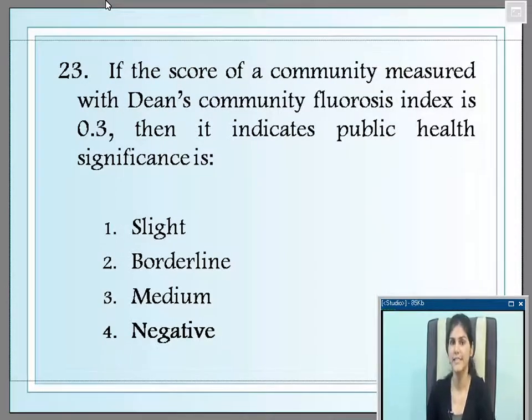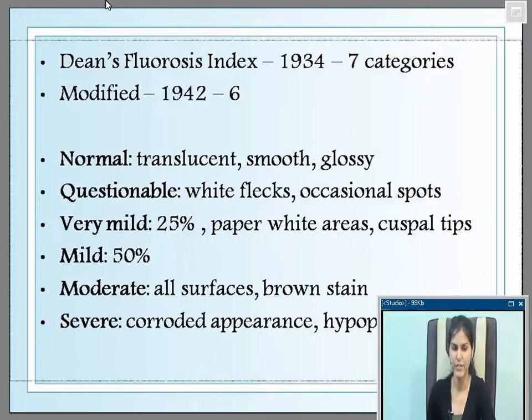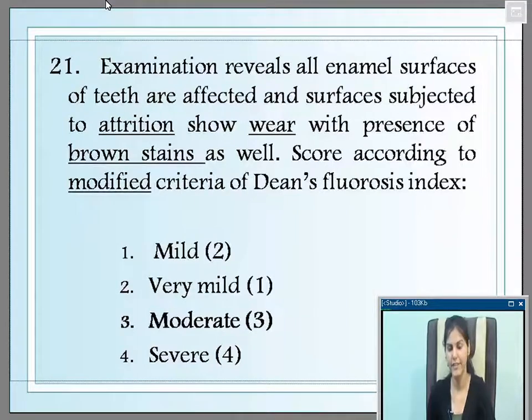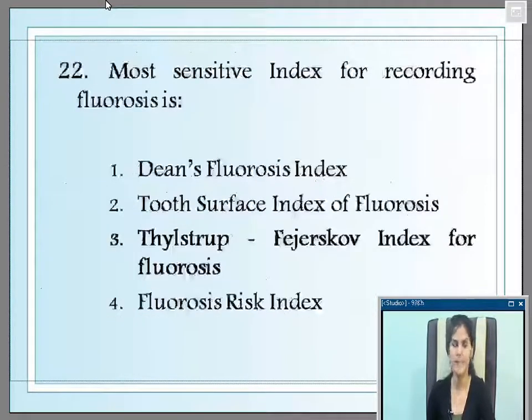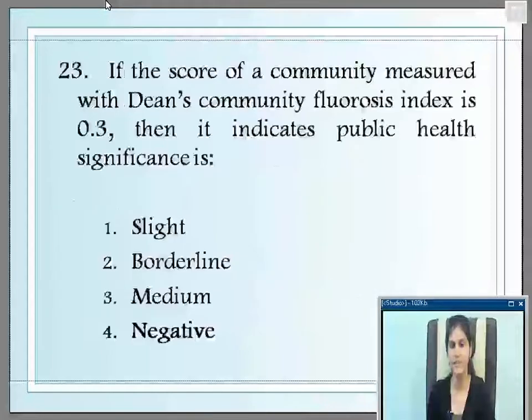Now we have come to the Dean's Community Fluorosis Index. Like I was telling you all in the previous question, Dean has given some amount of statistical weight to all his criteria. Based on that statistical weight, he has come out with something called a Community Fluorosis Index. If the score is 0.3, it indicates that the public health significance is negative.